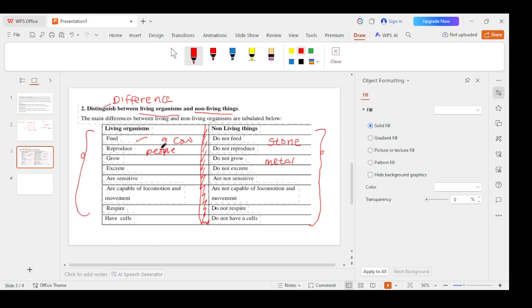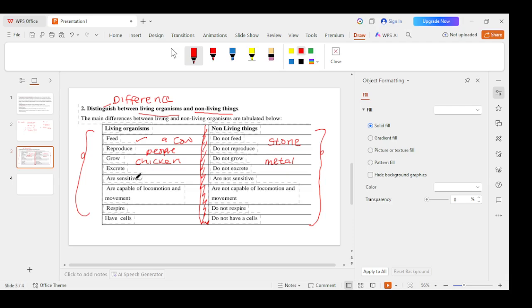But for a person or a chicken, for example, after just 2 months a chicken is even ready to be eaten. It's because it grows.